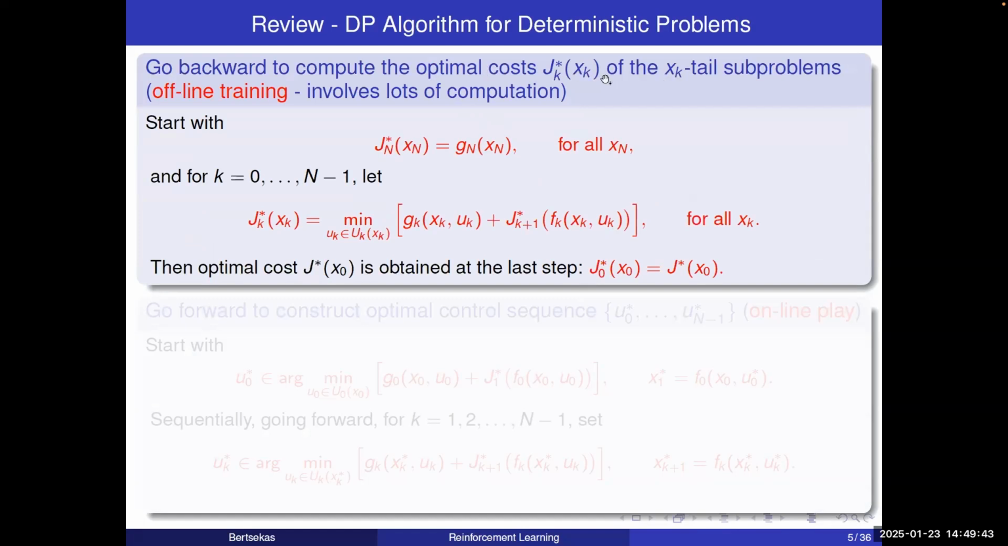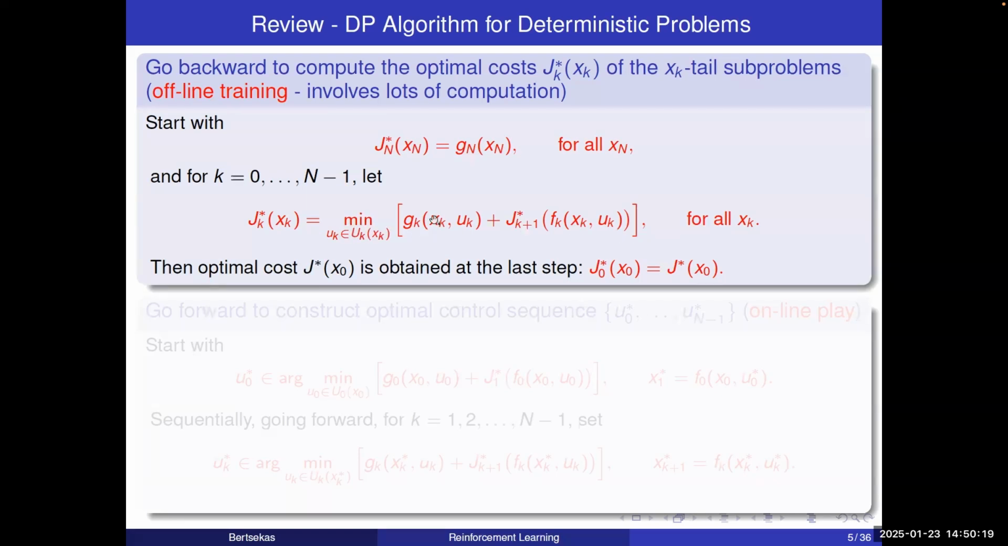Now, these are the optimal costs of the tail subproblems that start at Xk and go all the way to the end. And the algorithm goes as follows. We start at the final stage with the terminal cost and go backwards. From Jn star, we compute Jn minus 1 star through this minimization here. Minimization of the cost of the current stage plus the optimal cost of the remaining stages. And we minimize over a U that satisfy the constraint set.